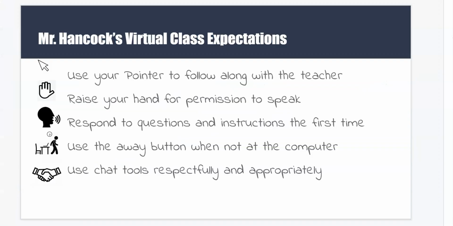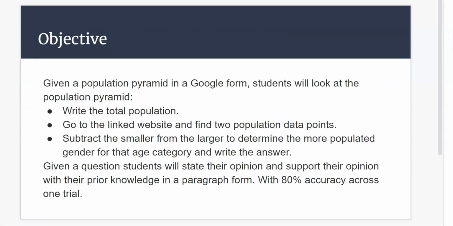As I said, it's going to be on population pyramids. If we were in a main class, I'd have expectations, but I'm going to skip those. So this is the objective, or what we're going to be doing. It says, given a population pyramid in a Google form, students will look at the population pyramid. First thing you need to do is write the total population. The second one, you will go to the website link and find 2 population points. You will then subtract the smaller number from the larger number to determine the more populated gender for the age category and write the answer.